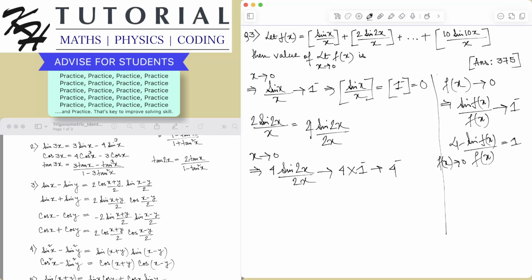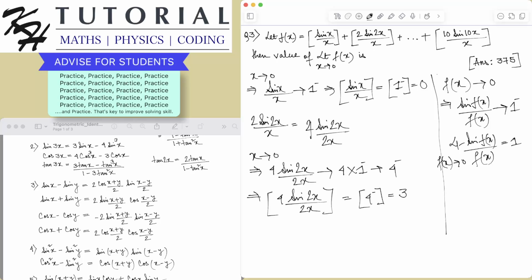So the first term is becoming 0. The second term is becoming okay, then this will imply that floor of 4 sin 2x by 2x will be equal to floor of 4 minus, which is equal to 3.